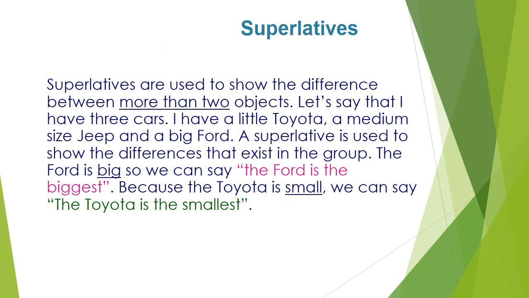Let's see the meaning of superlative. Superlative are used to show the difference between more than two objects. Let's say that I have three cars. I have a little Toyota, a medium-sized Jeep, and a big Ford. A superlative is used to show the differences that exist in the group. The Ford is big, so we can say the Ford is the biggest. Because the Toyota is small, we can say Toyota is the smallest. Are we together?